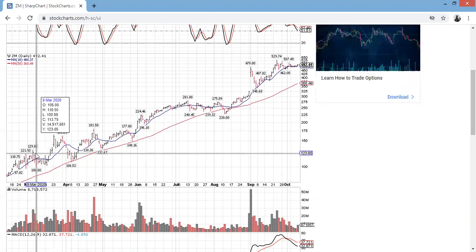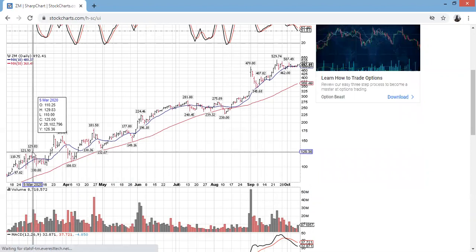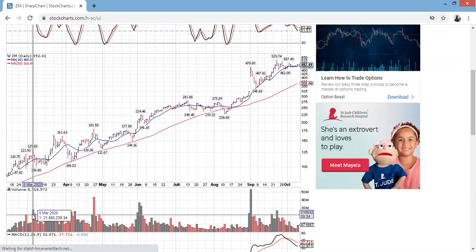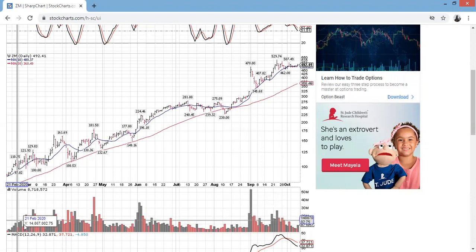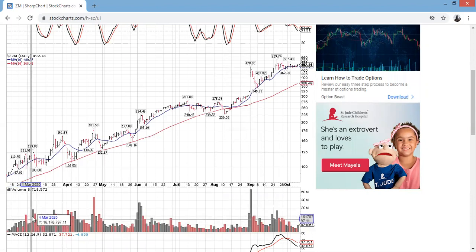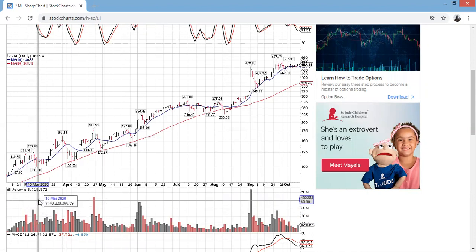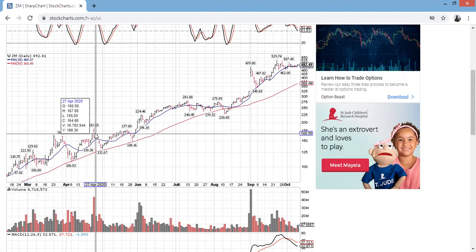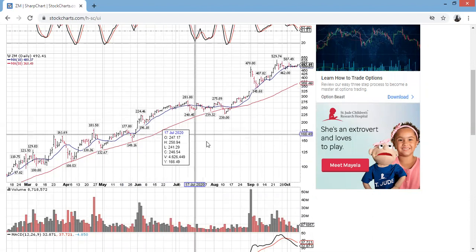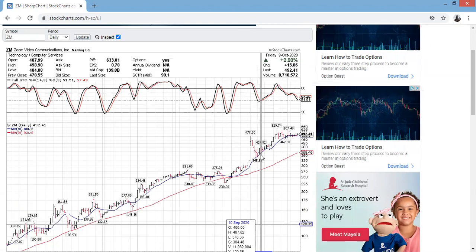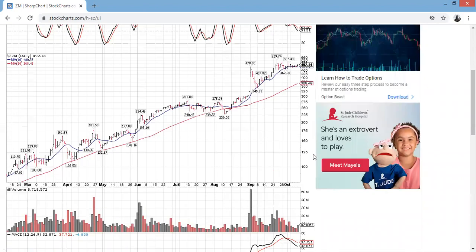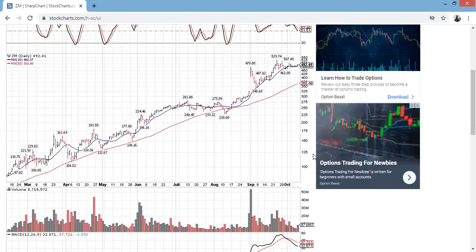If you can see here, this is an up move. This right here is a volume bar. And as you can see, compared to the other bars, this bar is the highest one. Now there's also chart formations that you should learn how to read in order to get into stocks at the right time.